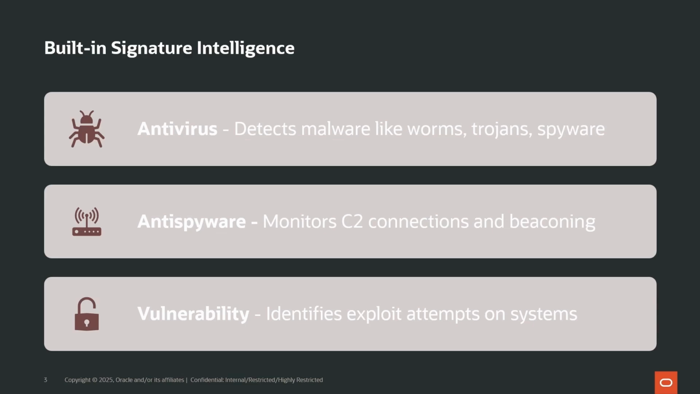The threat signatures are classified into the following categories: antivirus, anti-spyware, vulnerability. Antivirus identifies different forms of malware and viruses such as worms, trojans, and spyware downloads. Anti-spyware monitors compromised hosts for C2 spyware attempting to connect or beacon to an external C2 server. Vulnerability is designed to detect and exploit system vulnerabilities.